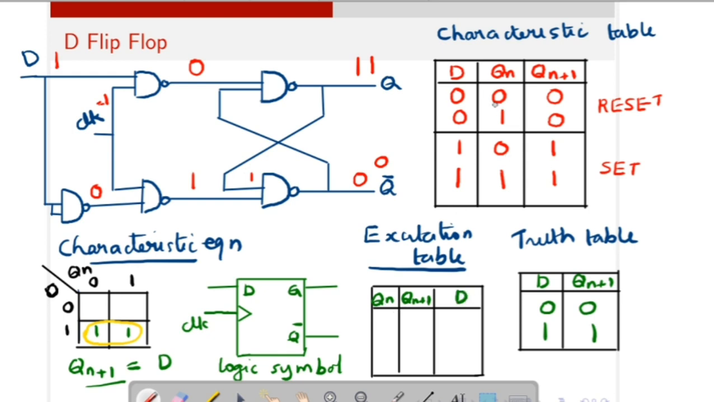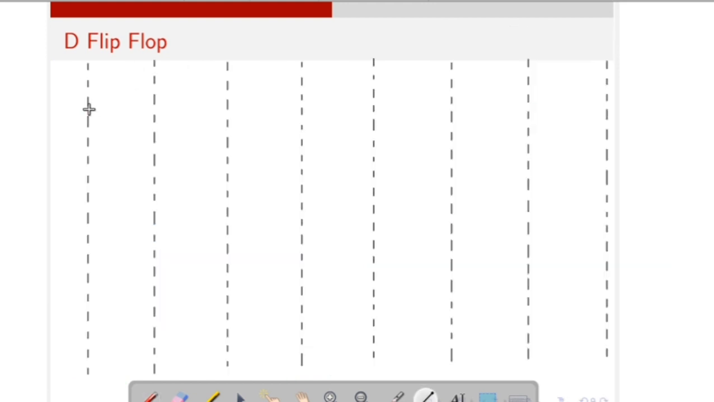When Qn and Qn plus 1 are 0, 0, D is equal to 0. When 0, 1, that is Qn is equal to 0 and Qn plus 1 is equal to 1, then D is equal to 1. Next is 1, 0: Qn is equal to 1 and Qn plus 1 is equal to 0, then D is equal to 0. Then Qn is equal to 1 and Qn plus 1 is equal to 1, then D is equal to 1. So this is the excitation table of the D flip-flop. Clear?